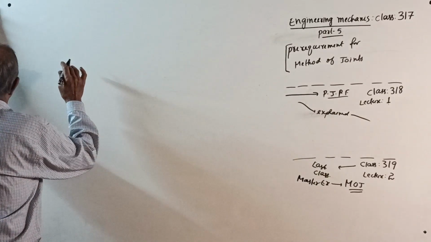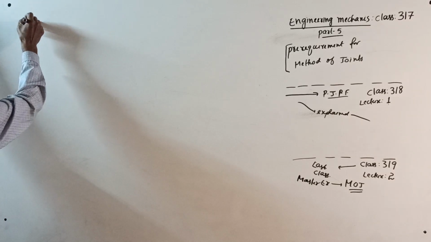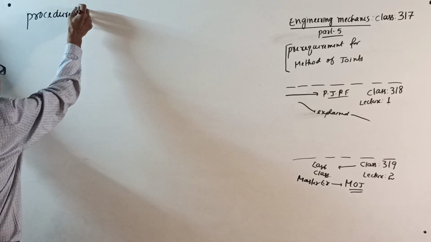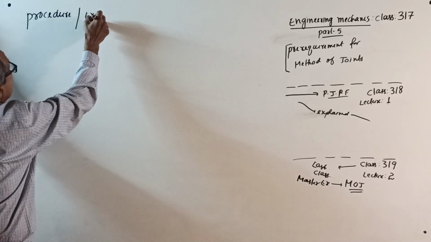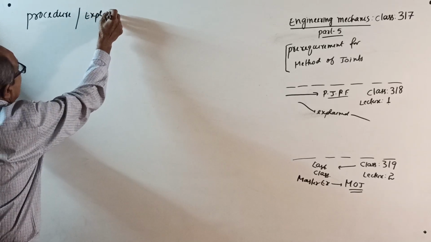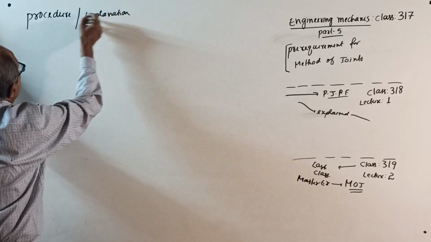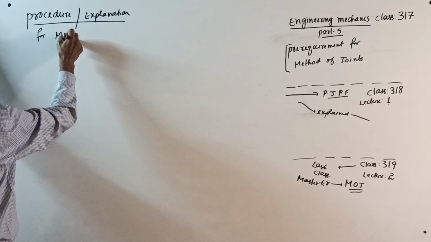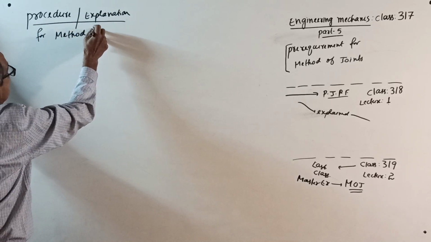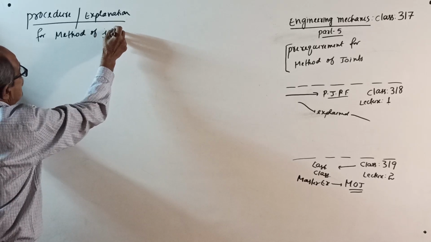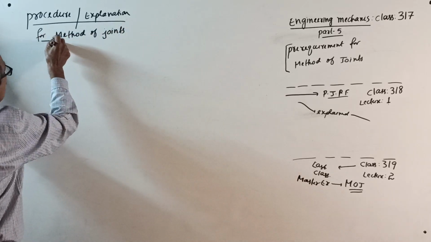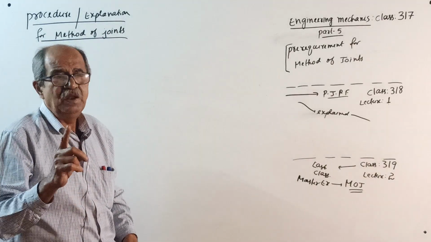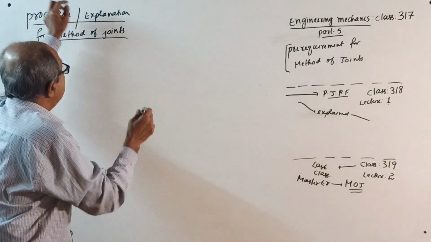I will write: procedure, come explanation, for method of joints. So go through this class thoroughly. There are so many concepts here. Okay, first make a note here. First I will dictate something here.